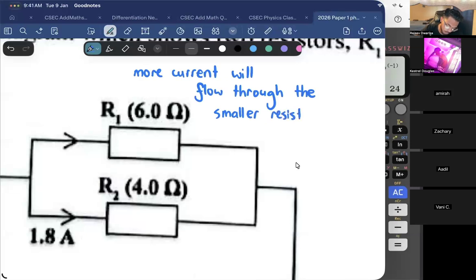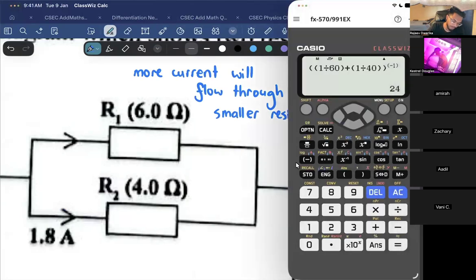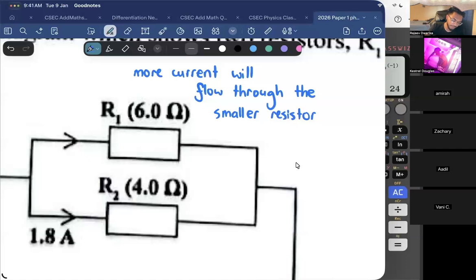How easy is this question? If the smaller resistor is the 4 ohms and 1.8 amps is flowing through that, if you had to give me a little inequality, what would the inequality for this look like? Somebody other than Zachary. What is that inequality?